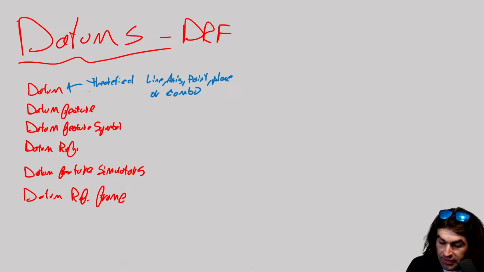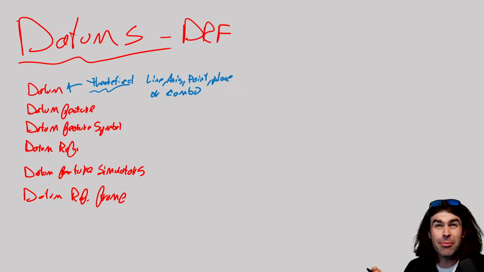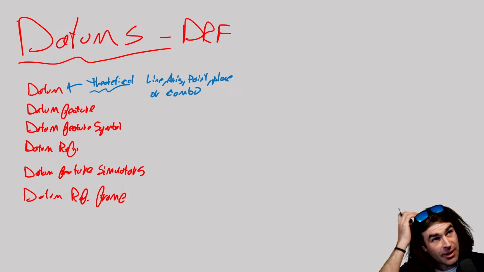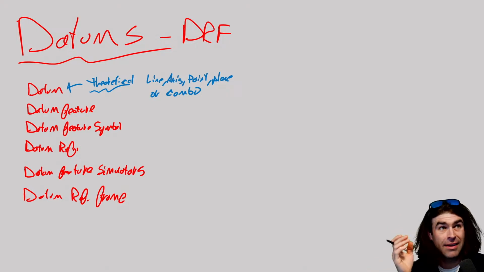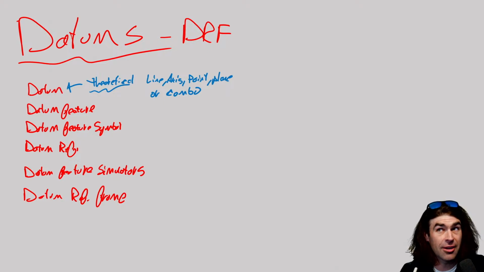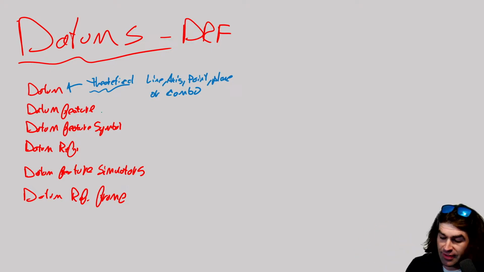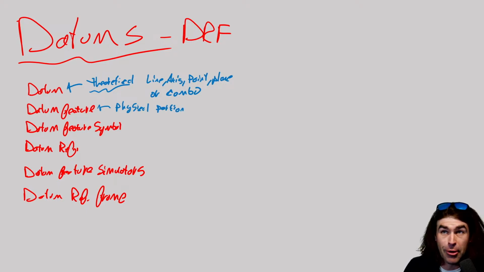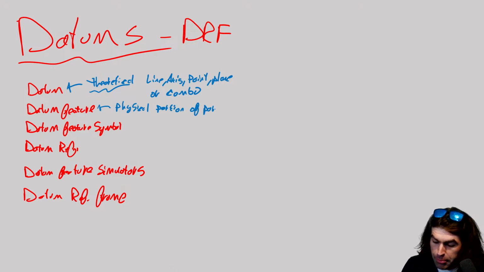Okay, so the datum is this theoretical thing. And the problem with this is, if you were talking about this with somebody else, they might be talking about a datum feature while you're talking about a datum, but you might just call them both datums, right? So you want to be careful depending on the level of discussion you're having. The datum feature is a physical thing, right? It's tempting to say part of part, but that's bad word choice. So I typically say physical portion of the part.